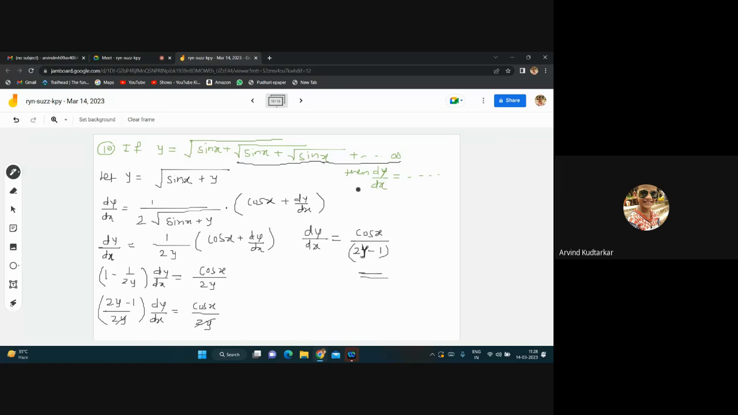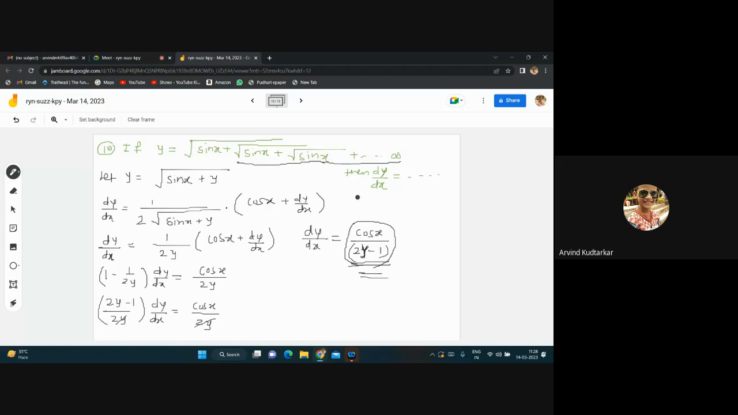So what value do you want? dy by dx. So collect the terms of dy by dx to the LHS: dy by dx minus 1 by 2y into dy by dx. After the LCM, there will be 2y minus 1 upon 2y into dy by dx is cos of x upon 2y. So 2y gets cancelled, and shift the factor of 2y minus 1 to the RHS. So this is nothing but dy by dx is cos of x upon 2y minus 1. What is this? This will be the correct option for dy by dx.